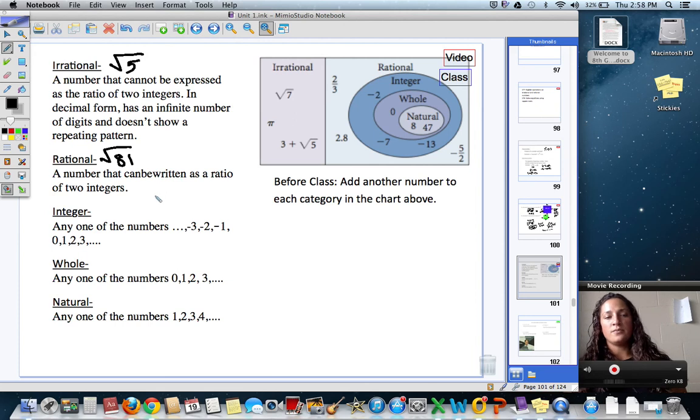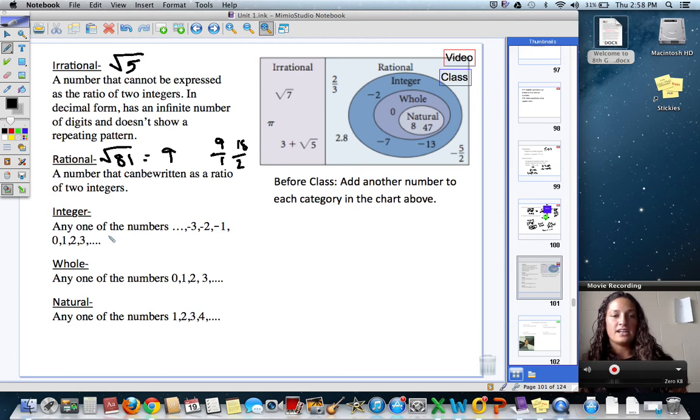A rational number can be written as a ratio or as a fraction of two integers, right? Like this gives me plus or minus 9, and 9 can be written as a fraction, right? It can also be written as 81 divided by 9, or 18 divided by 2. I'm looking at this 81.